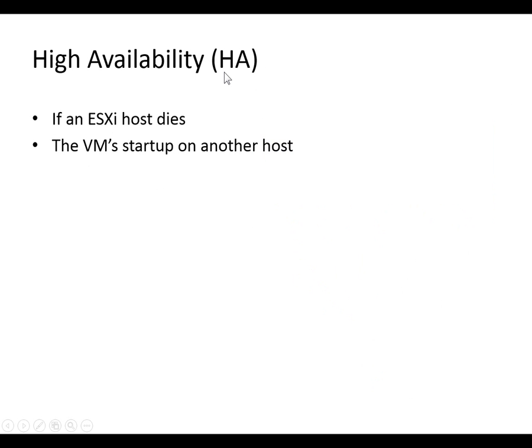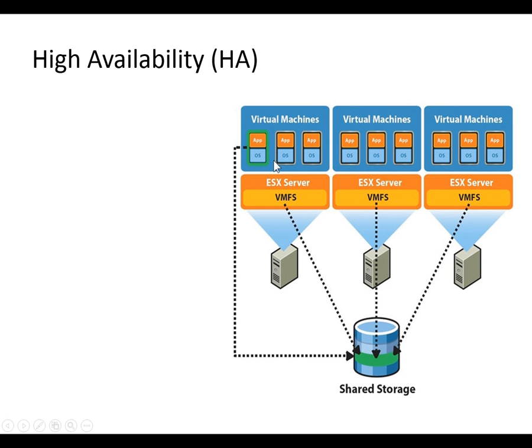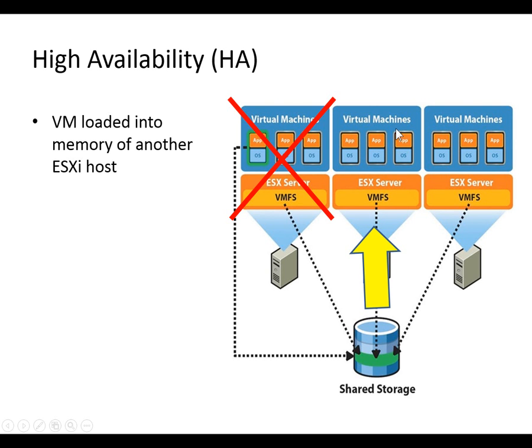Now, let's look at high availability. With high availability, if an ESXi host dies, the virtual machines will start up on another host. If one ESXi host crashes, then the virtual machines which were running on this ESXi host are loaded into the memory of another ESXi host. There is a certain delay of 30 seconds to 2 minutes. It's whatever the time is for that virtual machine to boot.